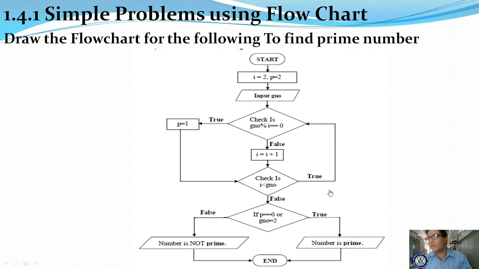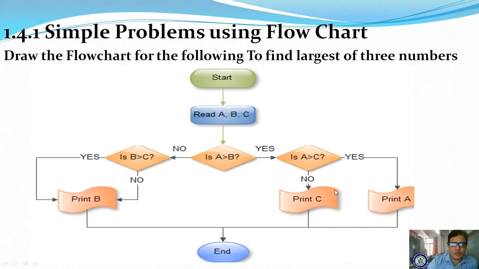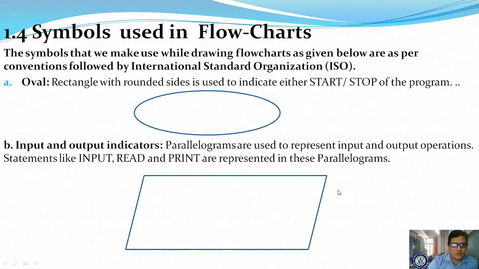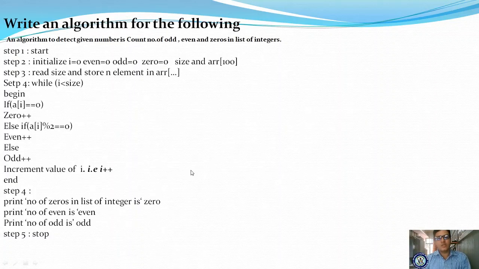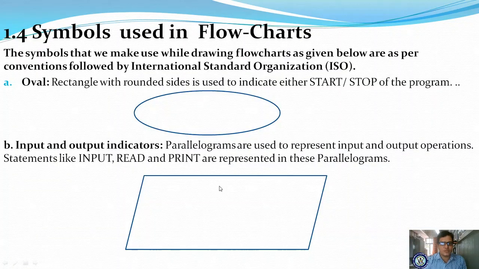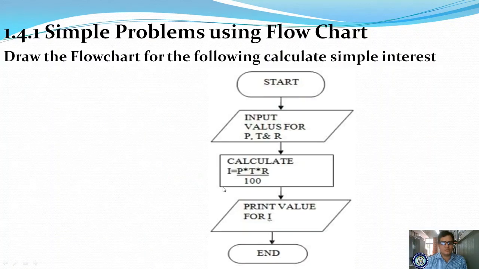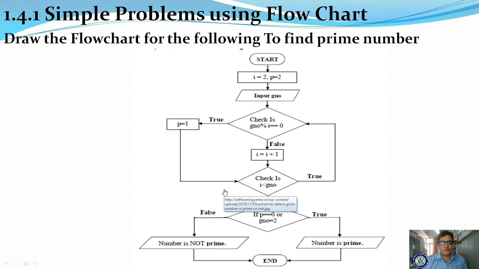Okay. So as we did this in your prime factor, as we have done here, it is right. It is showing if the value is true, p becomes 1, right? If p becomes 1, p equal to 0 or number is equal to 2, go to 11. What is 11? Number is not prime. If this condition is met, number is not prime. Okay, a little difference is here.